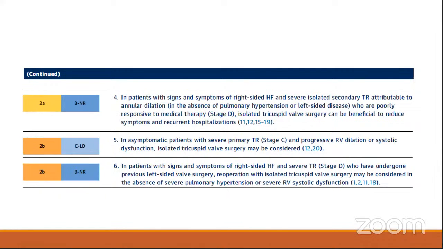In asymptomatic patients with severe primary tricuspid regurgitation, like stage C, and progressive RV dilation or systolic dysfunction, isolated tricuspid valve surgery may be considered, and this is class 2B. In patients with signs and symptoms of right-sided heart failure and severe tricuspid regurgitation, like in stage D, who have undergone previous left-sided valve surgery, reoperation for isolated tricuspid valve surgery may be considered in the absence of severe pulmonary hypertension or severe RV systolic dysfunction, and this is a class 2B.